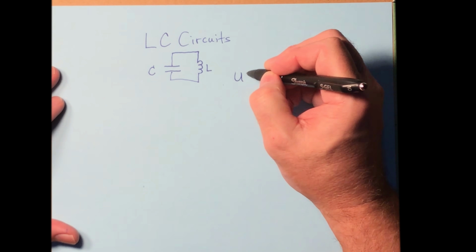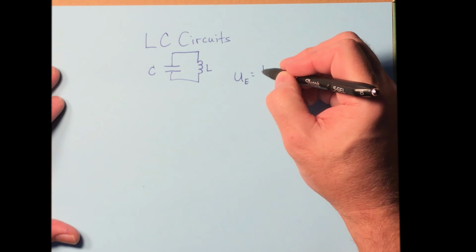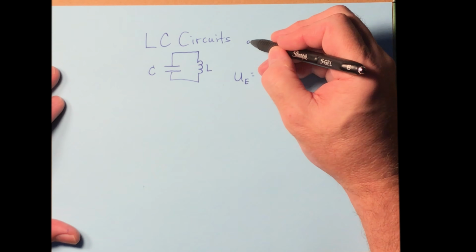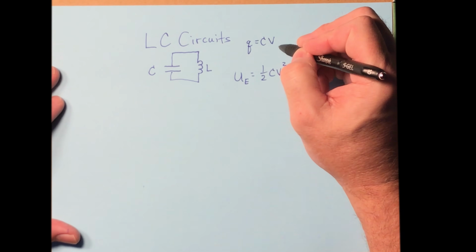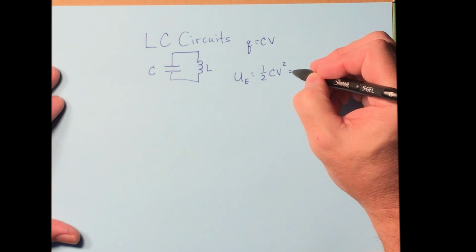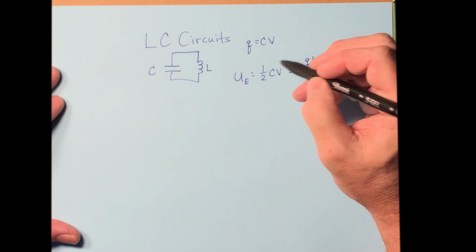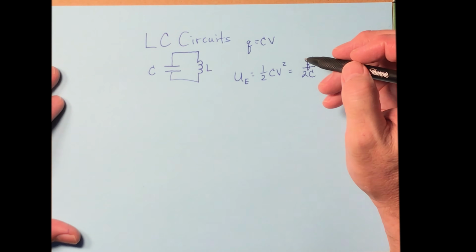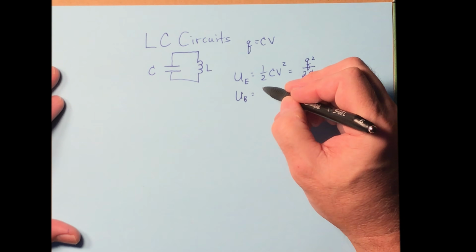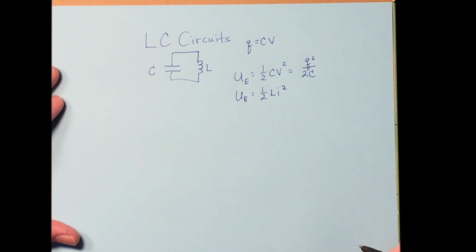Now, the energy that's in the electric field is given by 1/2 CV squared, but because we have Q equals CV as the capacitor equation, we can make a substitution and write this also as Q squared over 2C. So that's the energy in the electric field. The energy that's in the magnetic field, we can write as 1/2 Li squared.